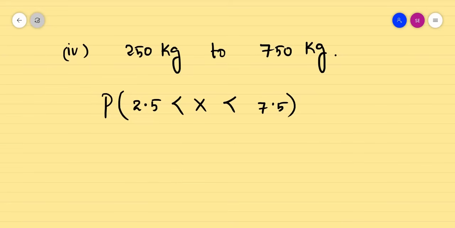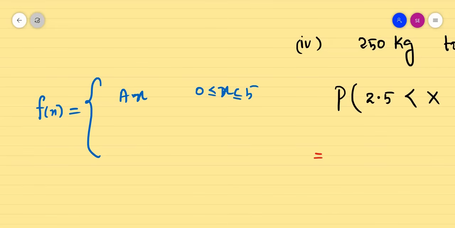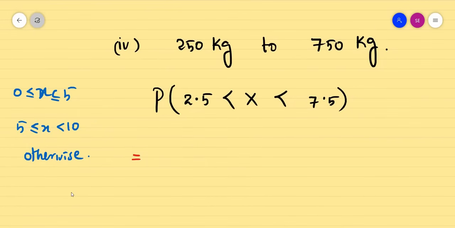Yes, sir. So now what we have to do, according to our function, I am writing f of x again. What is the data? It should be ax when it is between 0 to 5, and between 5 to 10 it is a into 10 minus x, and 0 otherwise. So now we have to split the problem like this. So x is 2.5 to 7.5.